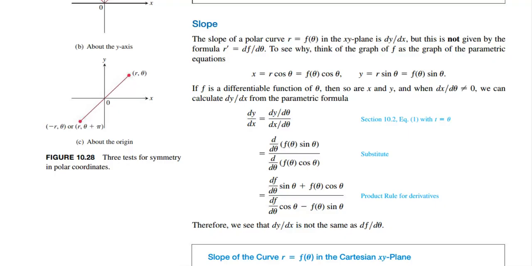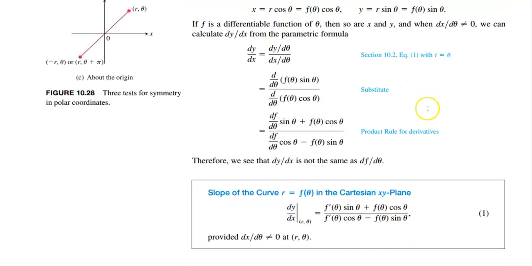If f is a differentiable function of theta, then x and y are as well. And with dx/d theta not equal to 0, we can calculate dy/dx from the parametric formula: dy/dx equals dy/d theta over dx/d theta. That's from the previous section, or from 10.2 earlier, excuse me. Then we can substitute, which gives us d/d theta of f of theta sine theta over d/d theta of f of theta cosine theta. Using the product rule for derivatives, we can figure out those derivatives, which means we see that dy/dx is not the same as df/d theta.